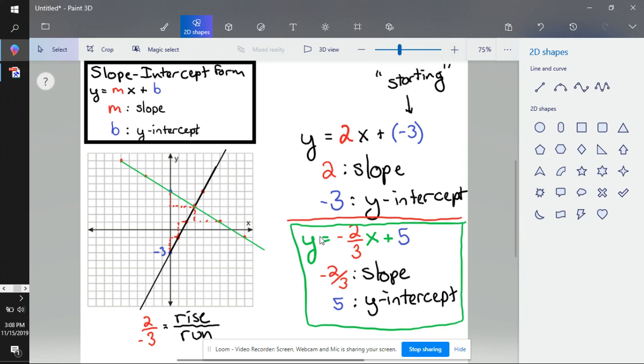The idea here is that we are graphing based on those two parts whenever we use slope-intercept form.